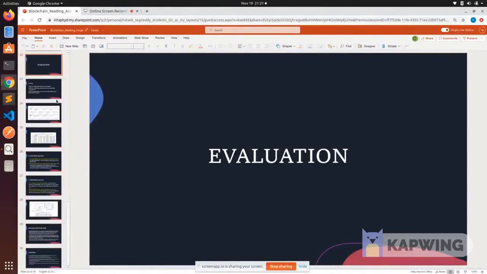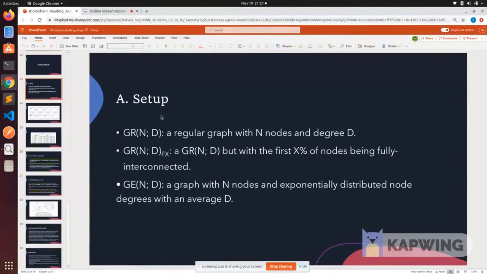Okay, coming to the evaluation. This is the setup for the evaluation. So for the setup, a regular graph with n nodes and degree d, another graph with the first x% of nodes being fully interconnected, and a third graph with n nodes and exponentially distributed node degrees with an average d were taken. And these last two graphs are designed to simulate different heterogeneous network connectivity profiles.